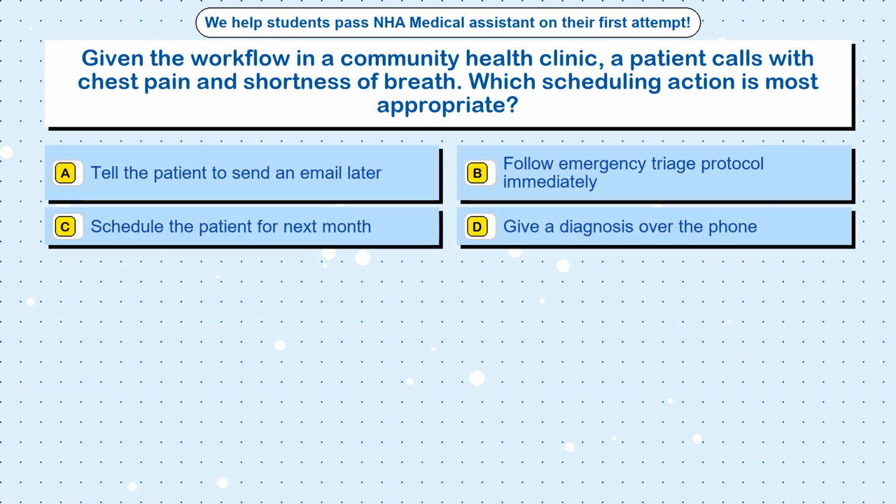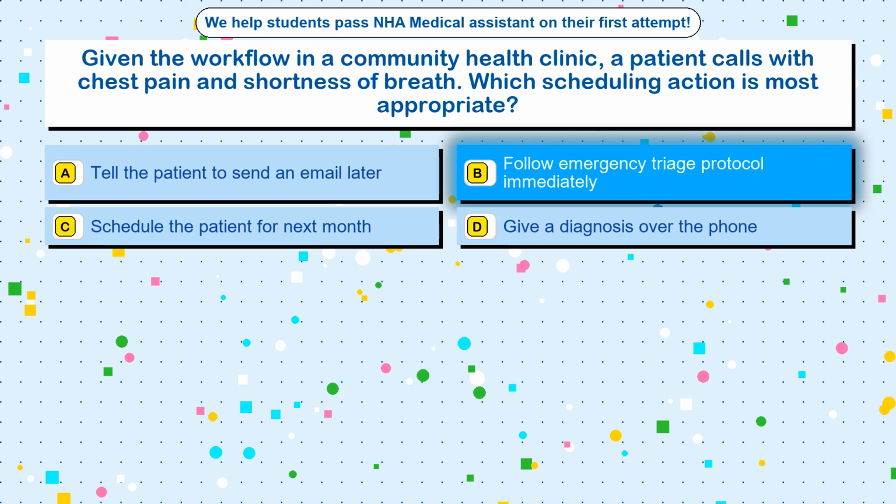Question 78. Given the workflow in a community health clinic, a patient calls with chest pain and shortness of breath. Which scheduling action is most appropriate? Option A. Tell the patient to send an email later. Option B. Follow emergency triage protocol immediately. Option C. Schedule the patient for next month. Option D. Give a diagnosis over the phone. The correct answer is option B.